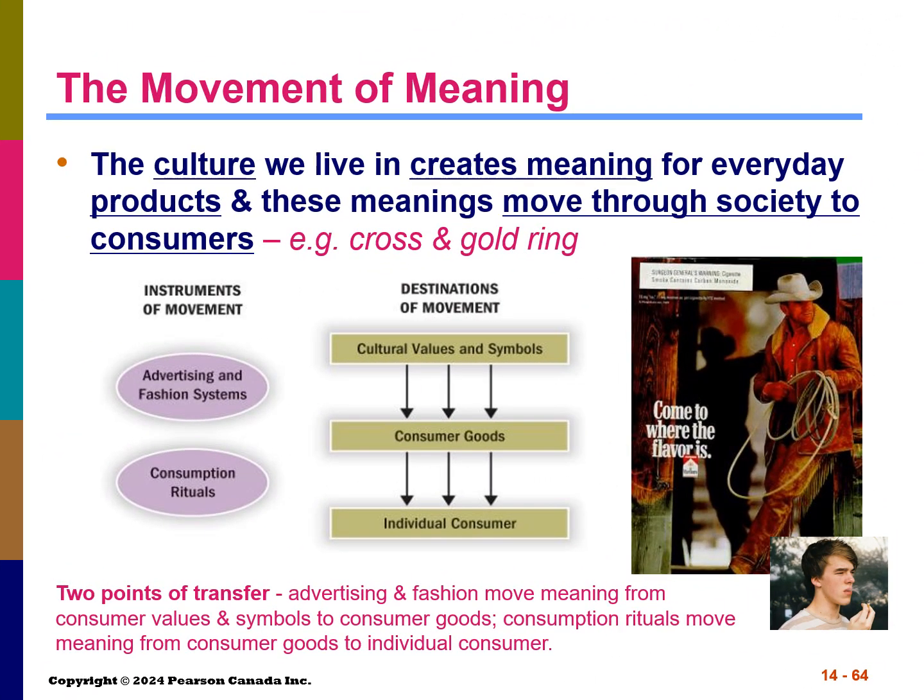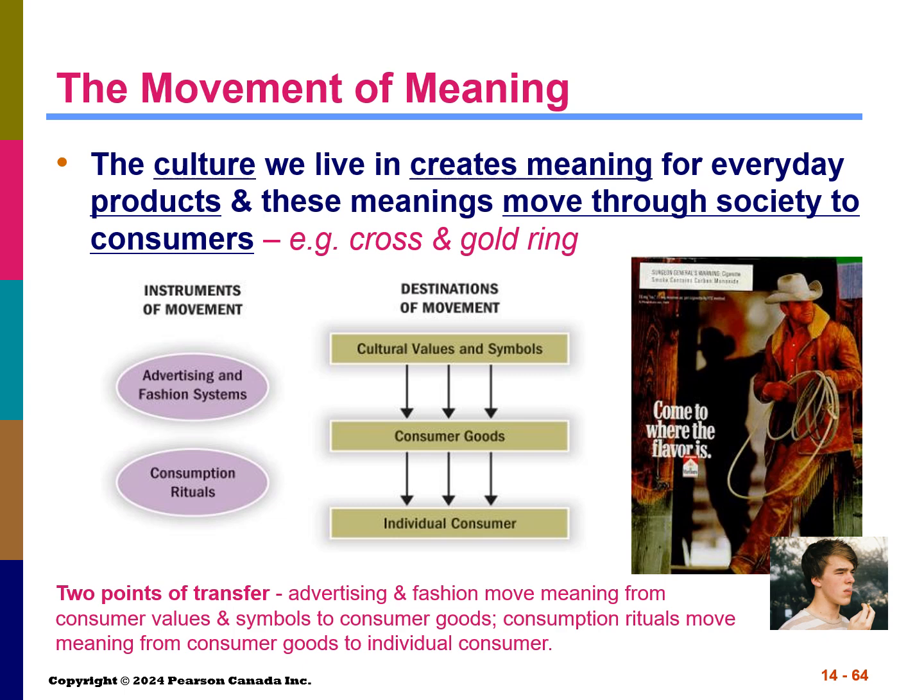In Chapter 1, we learned that people often buy products for what they mean, not what they do. The culture we live in creates meaning for everyday products, and these meanings move through society to consumers. For example, a cross is a symbol of Christianity, and a gold ring is a symbol of marital commitment.